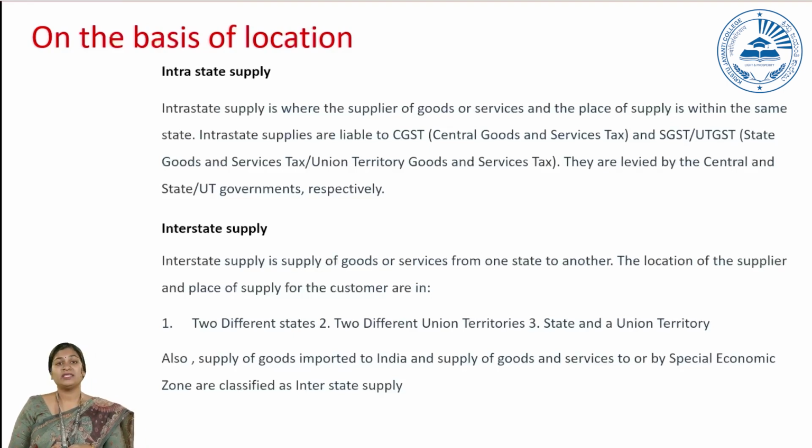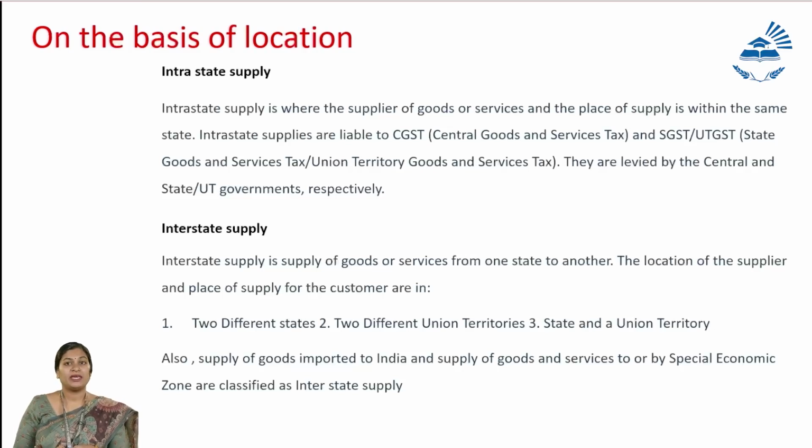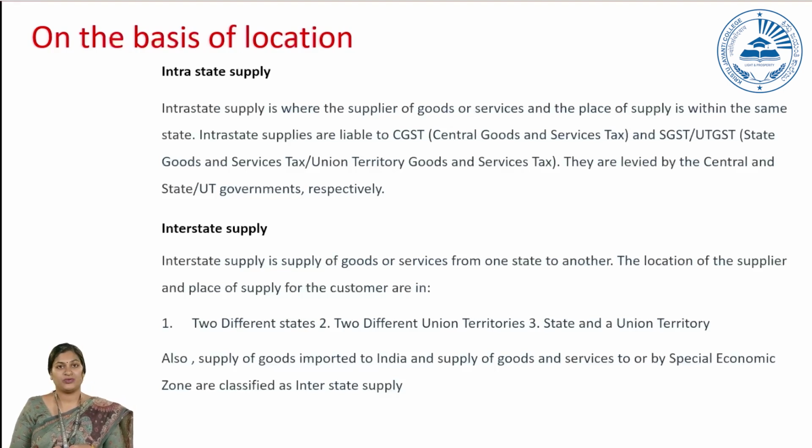So, determining the tax on a supply will be based on this location. If it is an intrastate supply, we are paying CGST and SGST, and in the case of interstate supply, it will be IGST. So, we'll see this with an example.